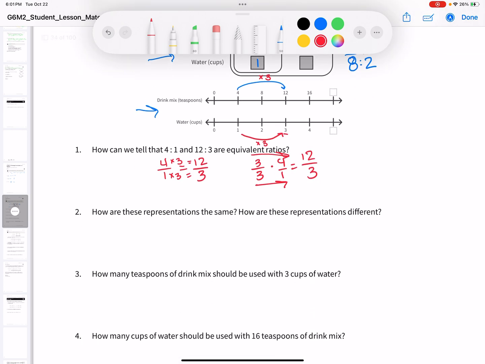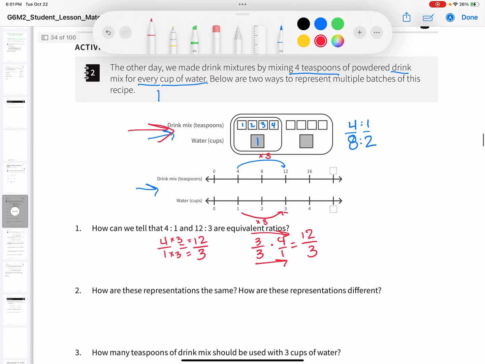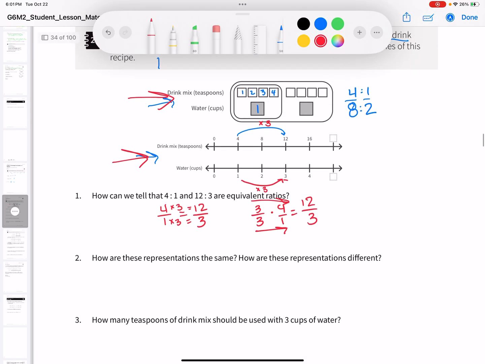How are these representations the same? It is asking us, how is the diagram the same as the double number line? Our diagram shows us 2 batches. Our double number line also can show us 2 batches, right? So how are they the same? They both show us how many teaspoons and cups of water are in 2 batches. They show us how many teaspoons are in 1 batch and how many cups of water are in 1 batch.